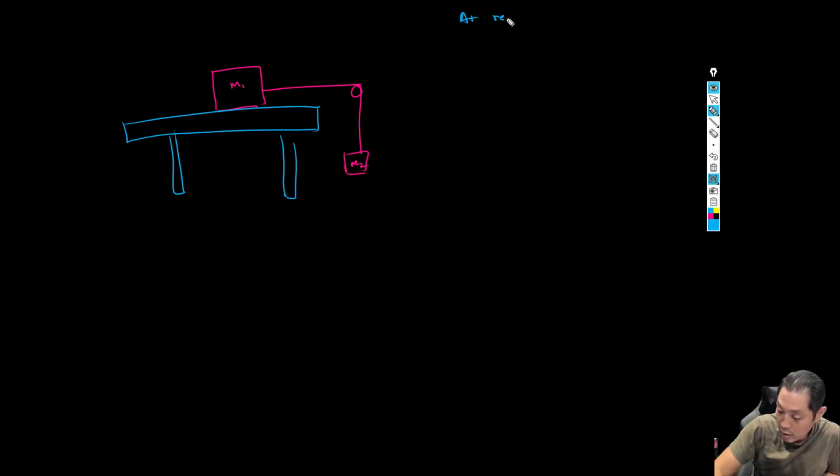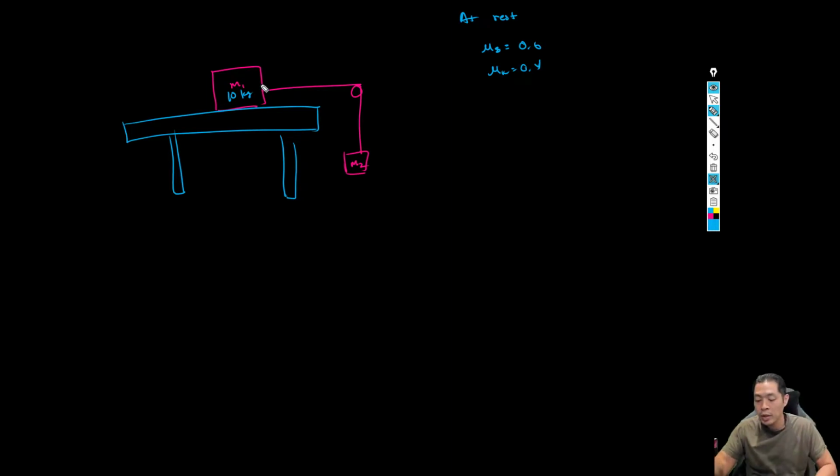Okay, and it has a mu s of 0.6, a mu k of 0.4, and this is 10 kilograms. I think that's it. All right, here we go. So the question is, what's the minimum mass here that will cause it to move?